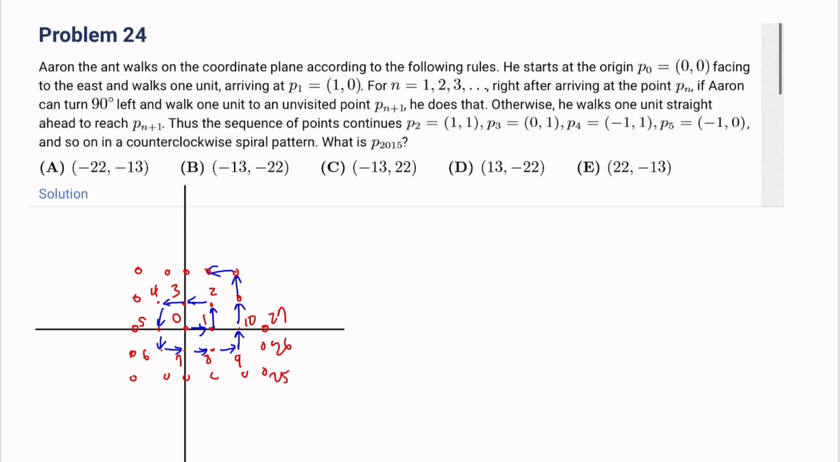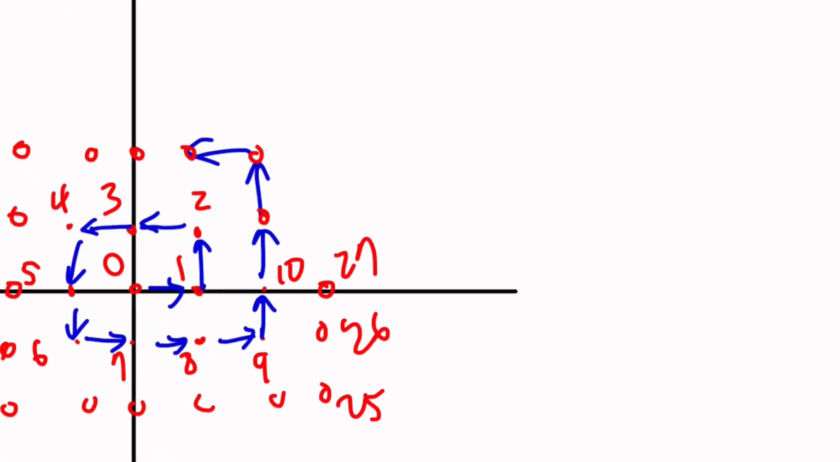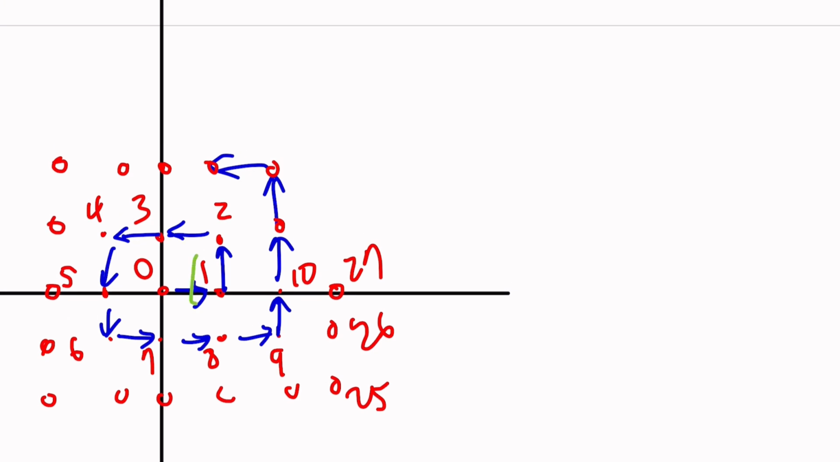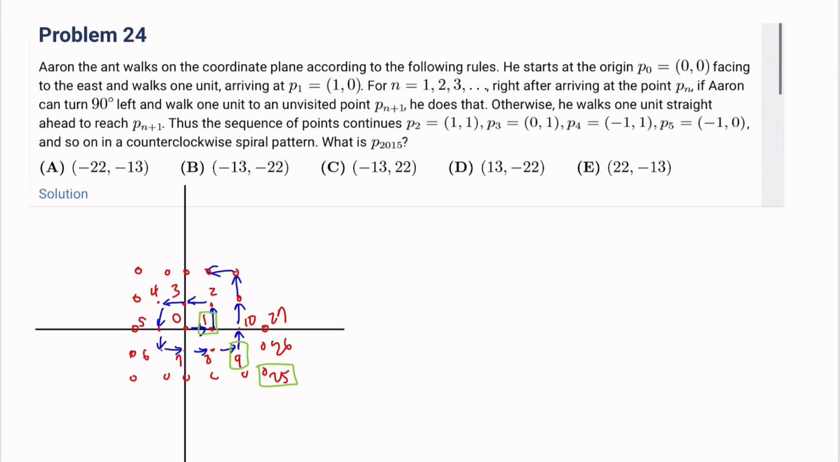And then here it's all in red, so it's kind of hard to notice, but you can see that this point is 1, this point is 9, and this point is 25, right? And they are all going in this direction, right? And so what we can see is that these are the odd perfect squares, right?